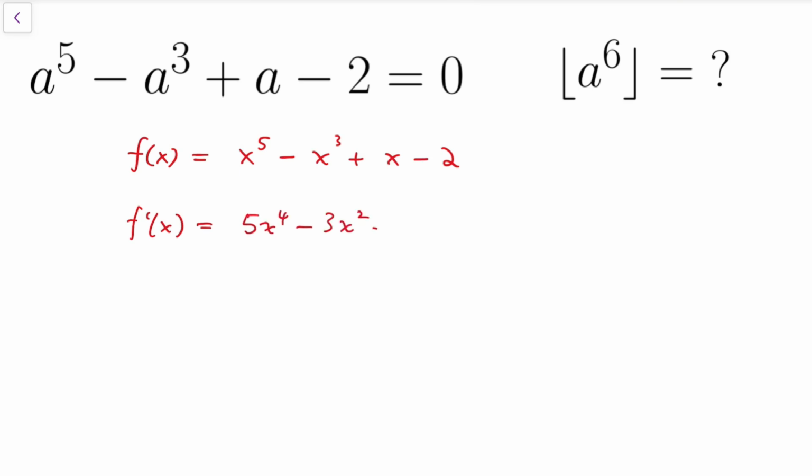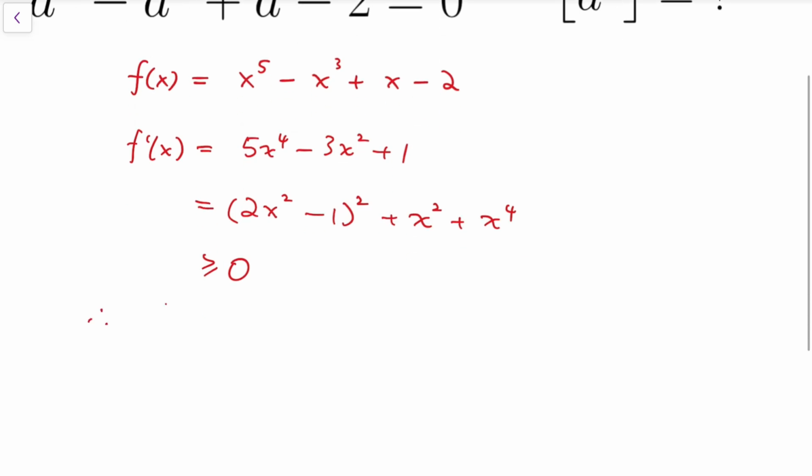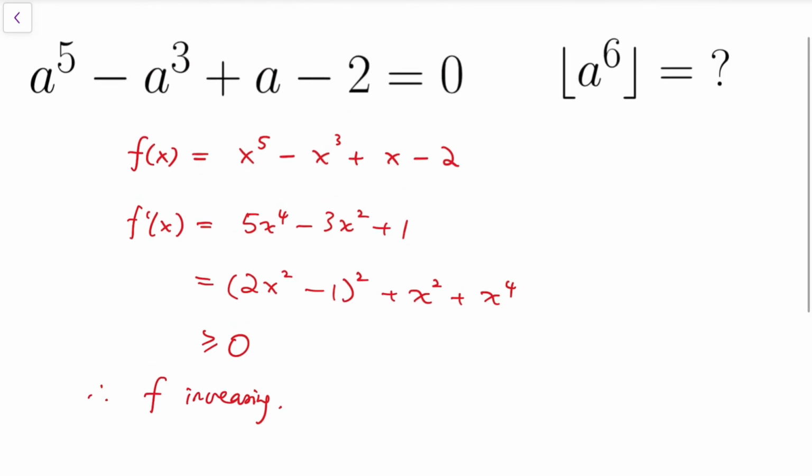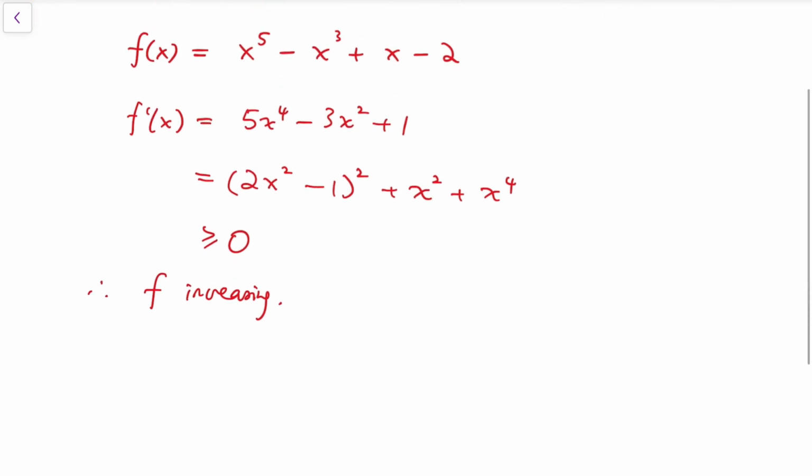But for this function, in fact, if we try to look at its derivative, it is 5x to the power 4 minus 3x squared plus 1. And in fact, I can rewrite this as 2x squared minus 1 all squared plus x squared plus x to the power 4. So it's non-negative. So that means this function is always increasing. That means there is at most one real root for this function, and that would be exactly this number a.